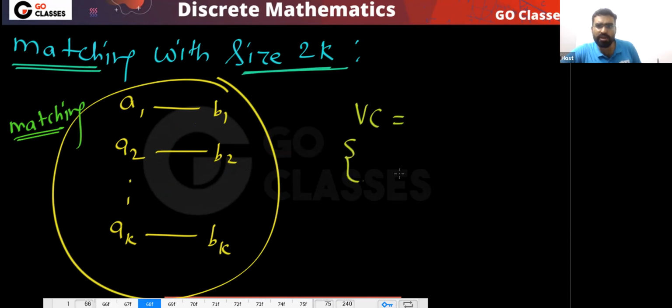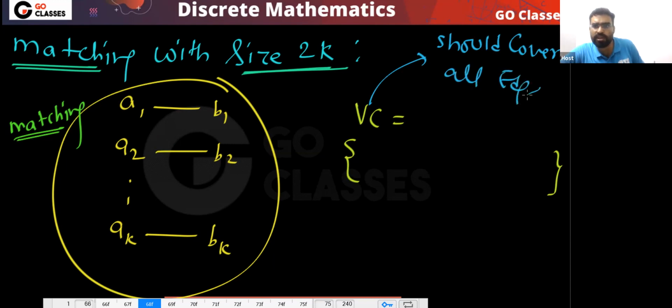What guarantee can you give about any vertex cover? Remember, any vertex cover should cover all the edges. So what guarantee can you give for vertex cover? This vertex cover should have at least, sorry, a matching of size k, sorry for that, matching of size k.